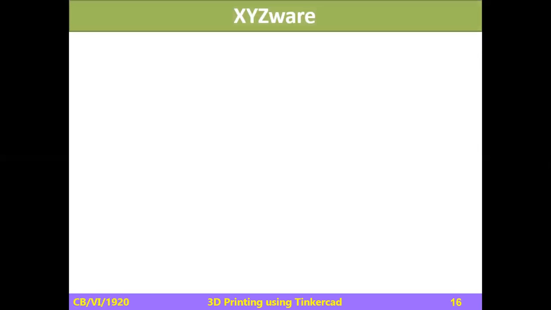So for that, one of the software used is named XYZware. It can be easily downloaded, but I think there is no need for you to download it, because we don't have a 3D printer. We need filaments for 3D printing, so no need to download XYZware. But if you want to download XYZware, it is easily available. You can download it on your mobile phone, and you can also download it on your laptop.